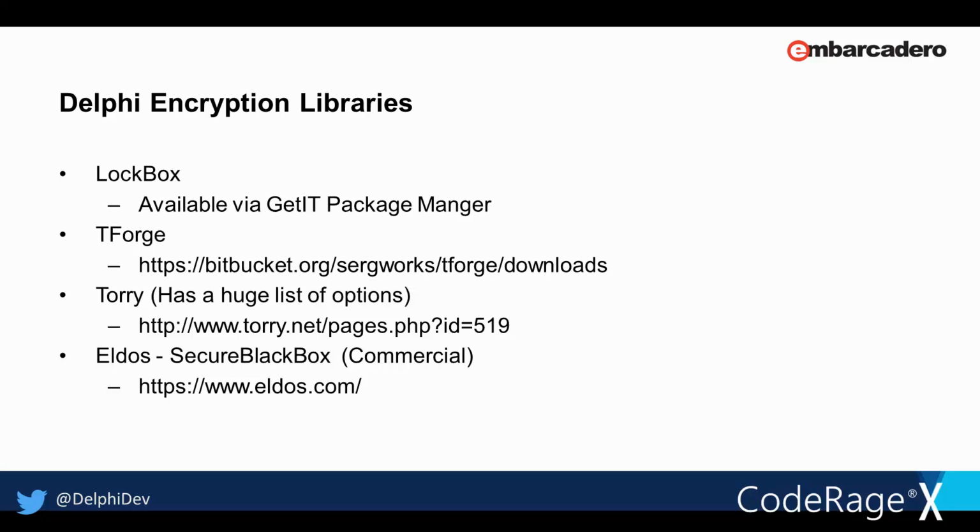It has lots of different options in there. Torry has a huge list of options right here on this web page. But one thing about Torry is a lot of those are out of date. So if, say, there's a vulnerability found in algorithm A and it needs to be patched in some way, there's nobody maintaining some of those. So that's important. And because of that, you might want to look at something like SecureBlackbox.